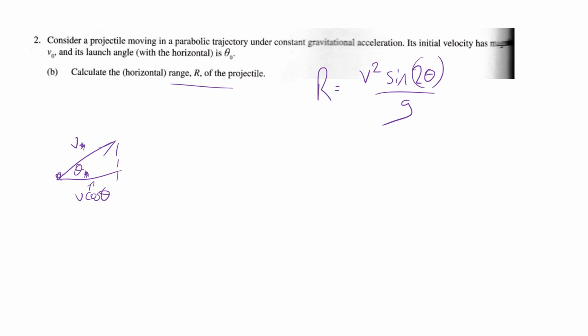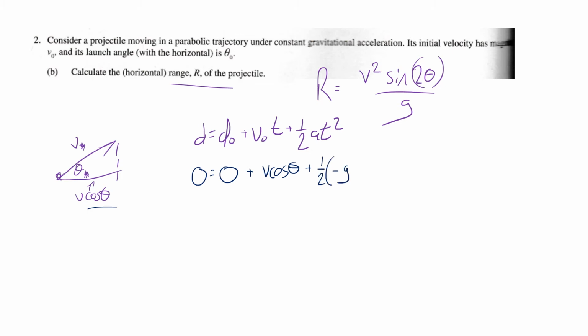So we're going to use the second equation. D is equal to d0 plus v0t plus 1/2 at squared. So we know most of these things here. It's starting from 0. It's ending at 0 again because it's hitting the ground. Plus v0 is going to be this. That's the starting velocity. V cosine theta plus 1/2. And it's going to be negative g because it's going down.